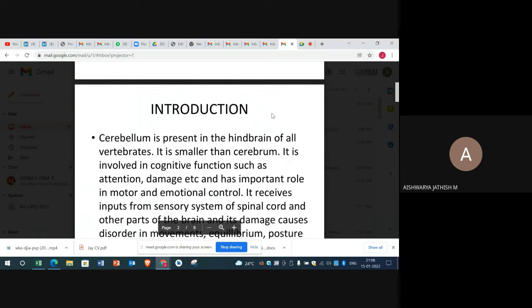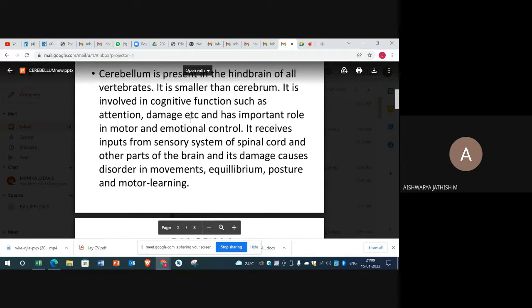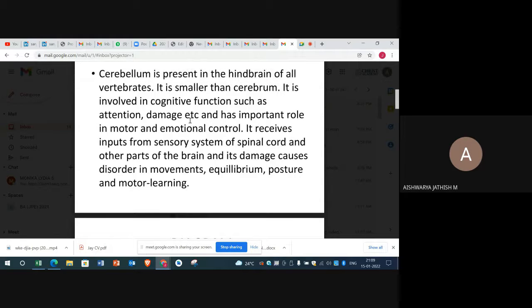So, first, let me give the introduction. The cerebellum is present in the hindbrain of the vertebrate. It is smaller than the cerebrum. It is involved in cognitive functions such as attention and language, and has an important role in motor and emotional control. It receives inputs from the sensory system of the spinal cord and other parts of the brain, and its damage causes disorders in movements, equilibrium, posture, and motor learning.